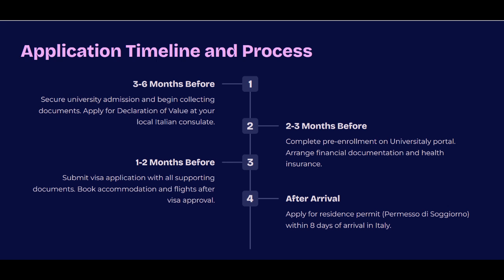And after that, hotel accommodation: you should search hotels, rooms or any apartment on different websites. You can see sites like hotelbooking.com, idealista.com, casa.com. So you can search and book the accommodation. And the same goes for the flight. And after arrival, you should apply for the residence permit within 8 days of arrival in Italy. That's all for the application timeline and process.